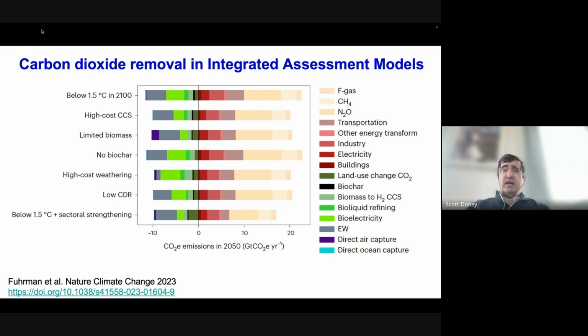For example, the second line down, high cost CCS, is saying, well, what if carbon capture and sequestration is really expensive? How would the model respond to that? Or limited biomass would be, what if policies were put in place to limit how much land could be used, for example, for bioenergy crops? Next slide, please.